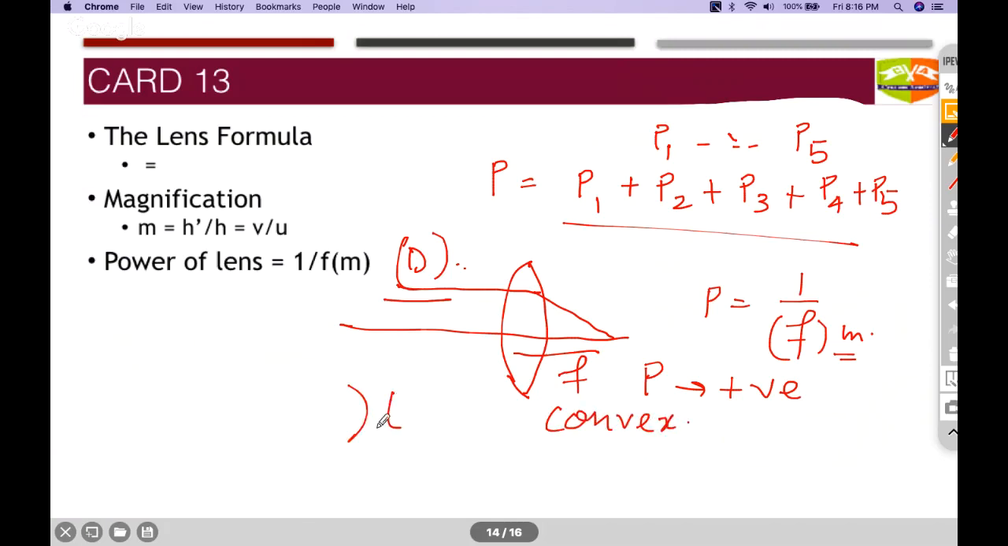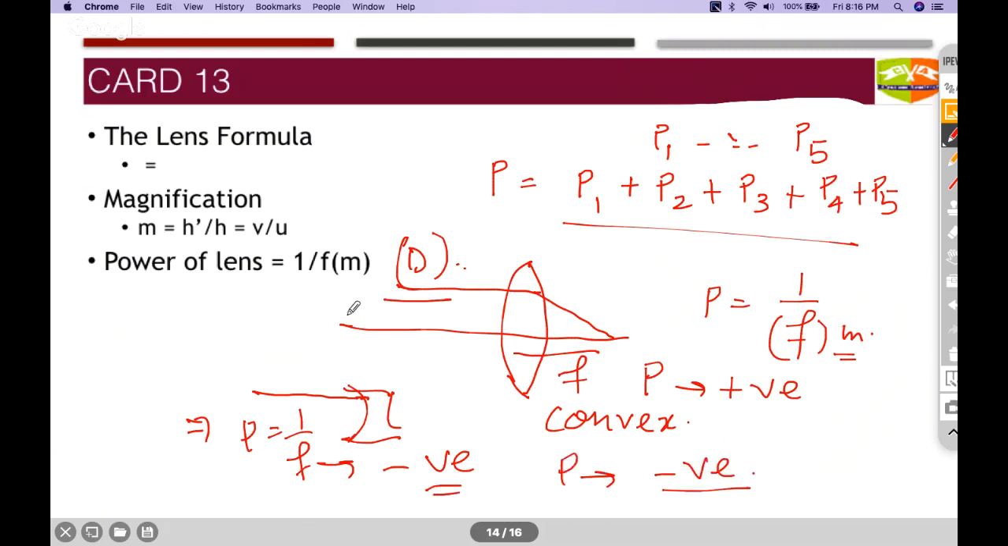For a concave lens, as F is negative, P, which is 1 by F, comes out to be negative. So if you see negative power somewhere, you should understand that this is for a concave lens, and if you see positive power somewhere, you should find that this is a convex lens.